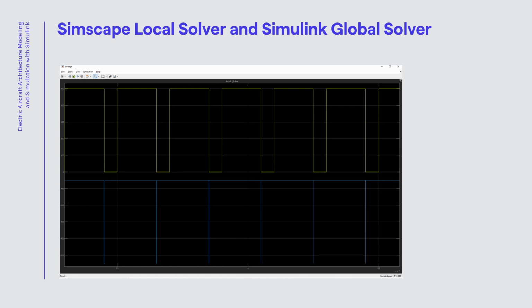Note that engineering judgment is needed here to determine the trade-off between simulation speed and accuracy for a given local solver setting. As a general rule, you will need to set the Simscape local solver in order to deploy your system to a real-time system, such as SpeedGoat, for example.